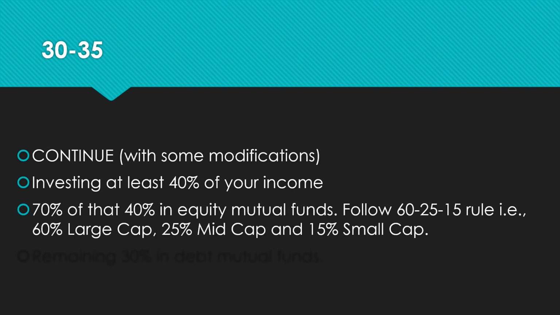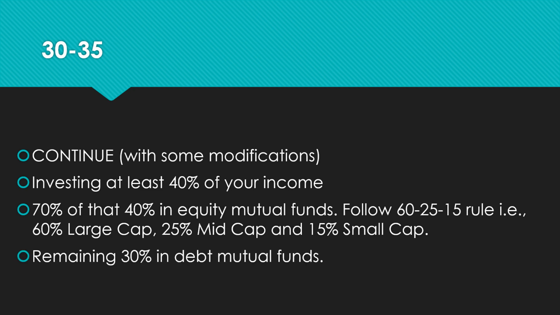Out of that 40%, 70% should go into equity mutual funds. Again, we'll follow the 60, 25, 15 rule: 60% into large cap, 25% into mid cap, and 15% into small cap. And the remaining 30% should go into debt mutual funds.